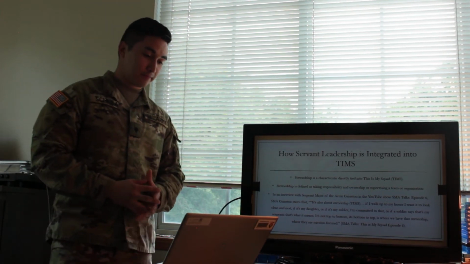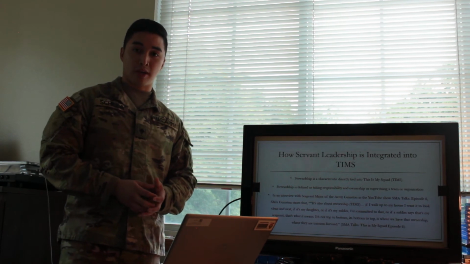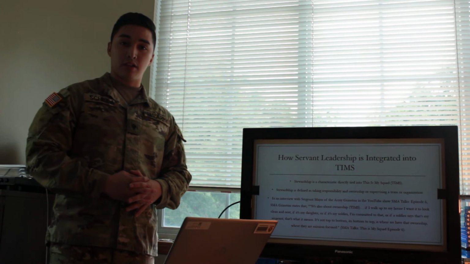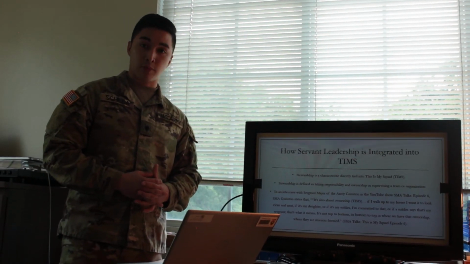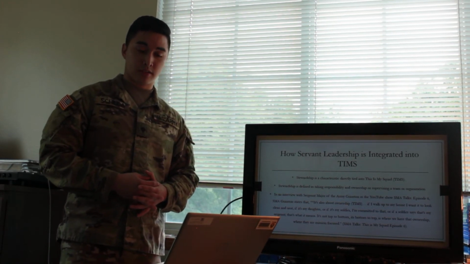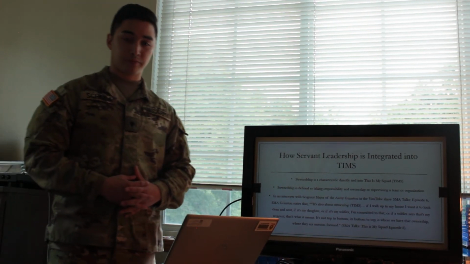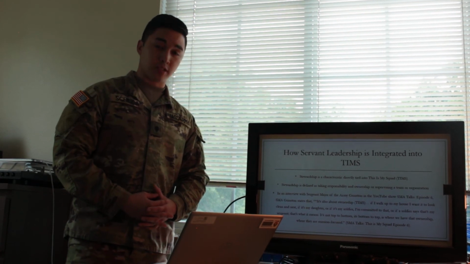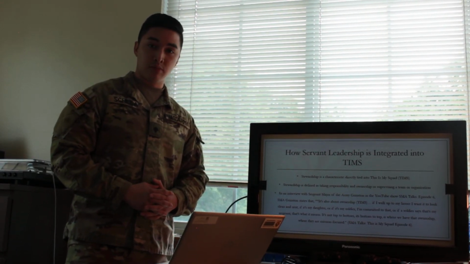So moving on, how servant leadership is integrated into TIMS, or This Is My Squad. This Is My Squad was pretty recently developed and implemented in the Army, and stewardship is a key characteristic that's directly tied into This Is My Squad. Stewardship is also a key characteristic of servant leadership. Stewardship is defined as taking responsibility, and the key word is ownership, of supervising a team or organization.